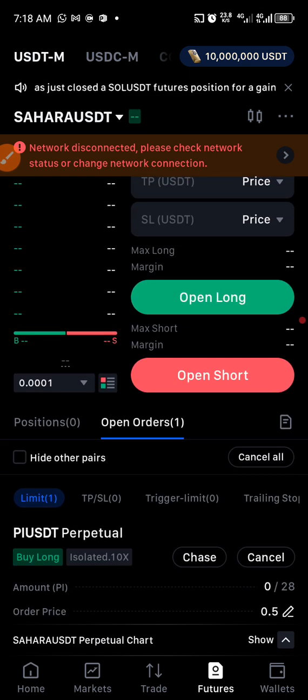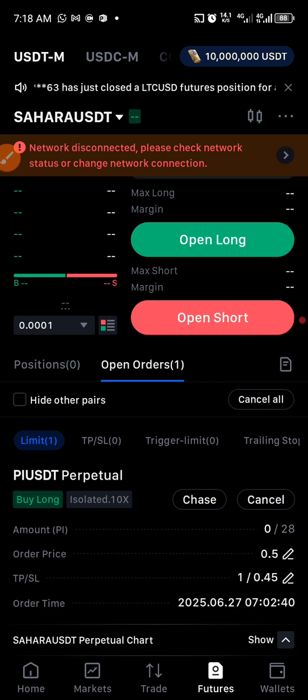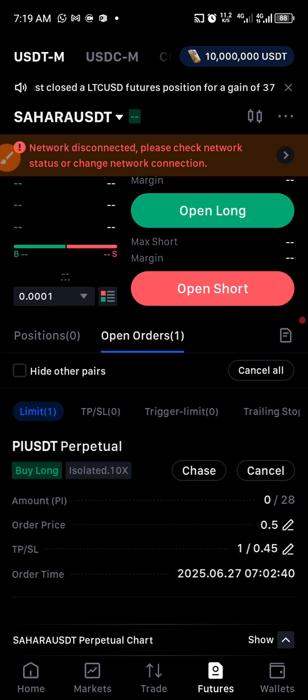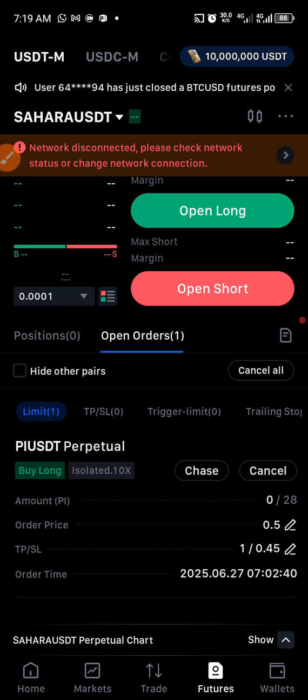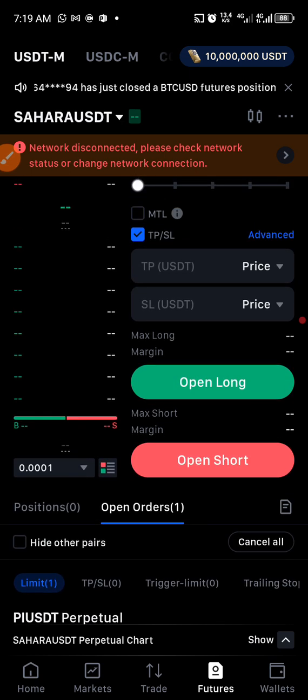And as well, for you to trade futures, you need to have knowledge about technical analysis. You need to analyze your coins. Don't enter a trade just because you see it and say, no. You don't just enter a trade. You need to analyze your coins before you trade.